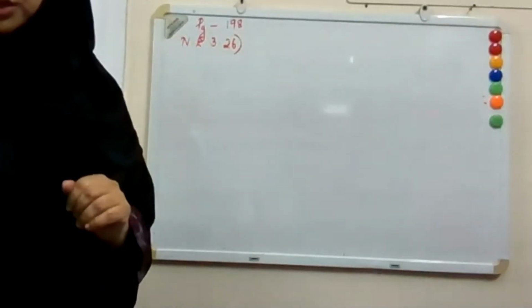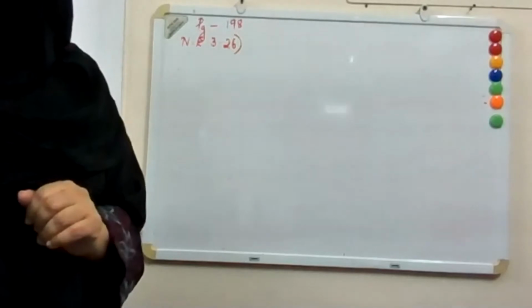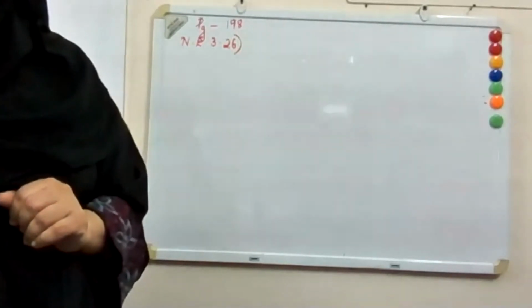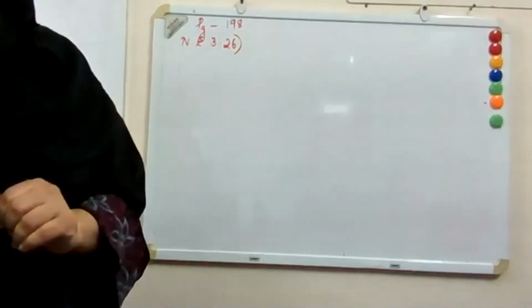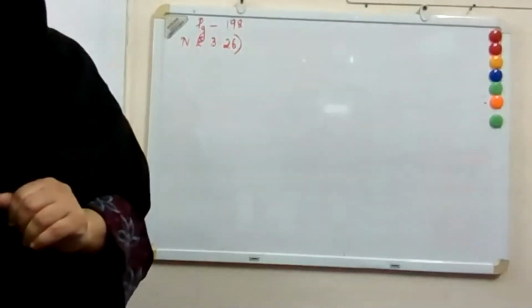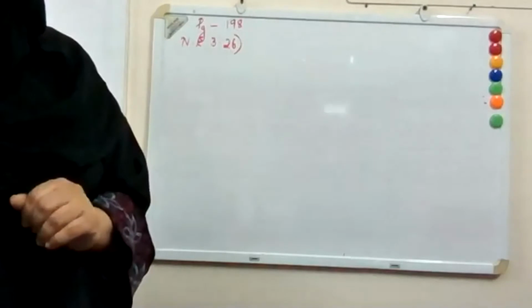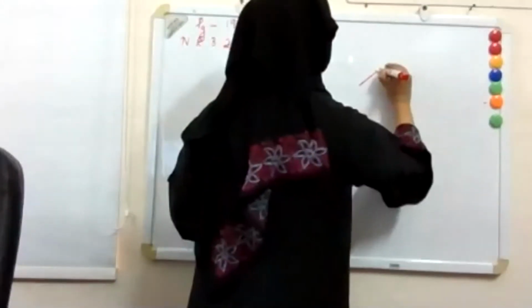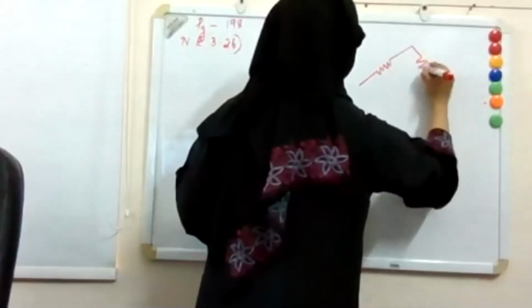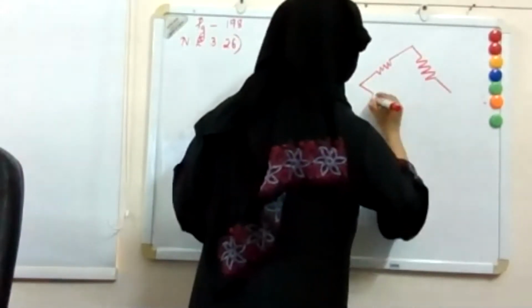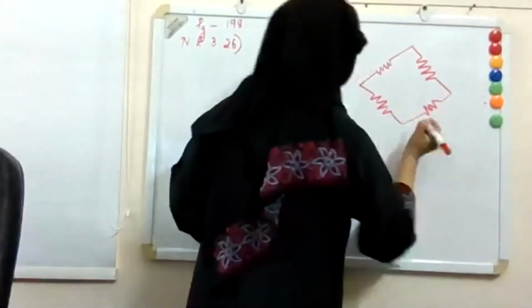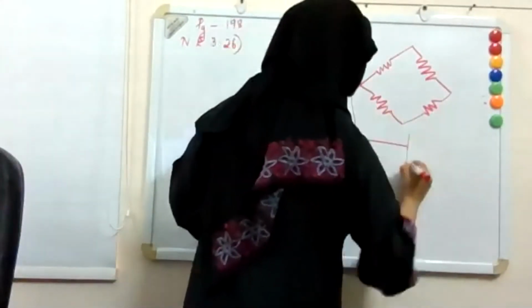Let me read the question. There are 16 ohm, 18 ohm, 10 ohm and 60 ohm resistances in the 4 arms of a Wheatstone's bridge. So let me first draw that Wheatstone's bridge. So there are 4 resistances. It is not shown with the figure, but the question is pretty clear.